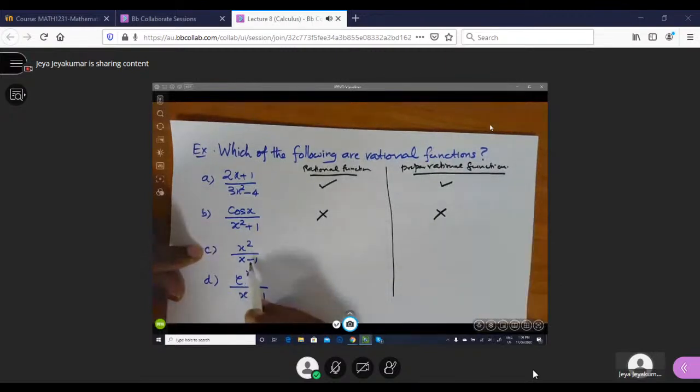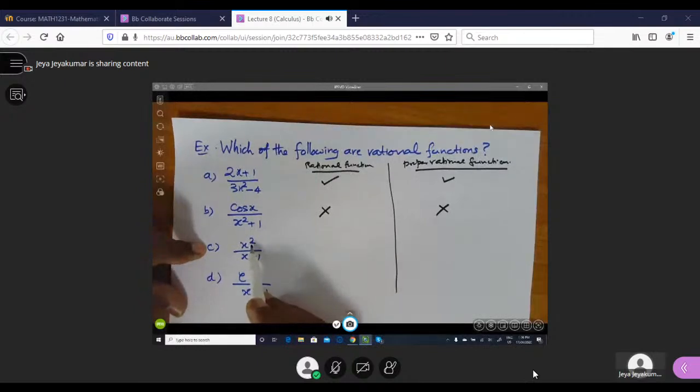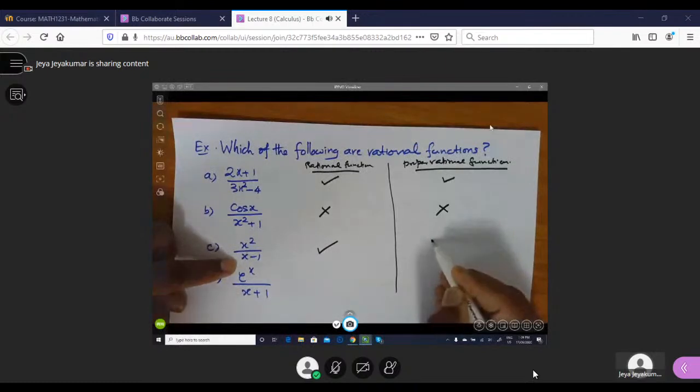Now what about this one here? C, x squared over x squared minus 1. The numerator is a polynomial of degree 2. The denominator is also a polynomial of degree 2. Certainly it's a rational function. Is it proper? No. The degree of the polynomial at the top is not less than the degree of the polynomial at the bottom. So it's not a proper rational function.